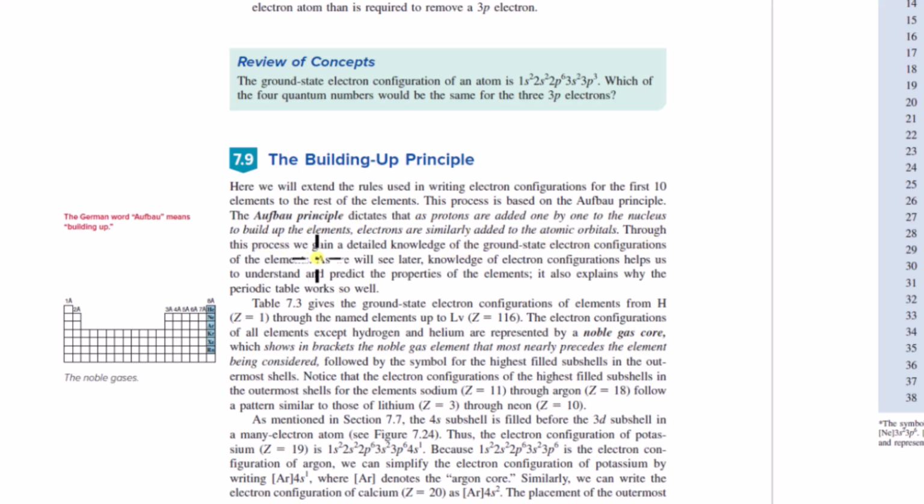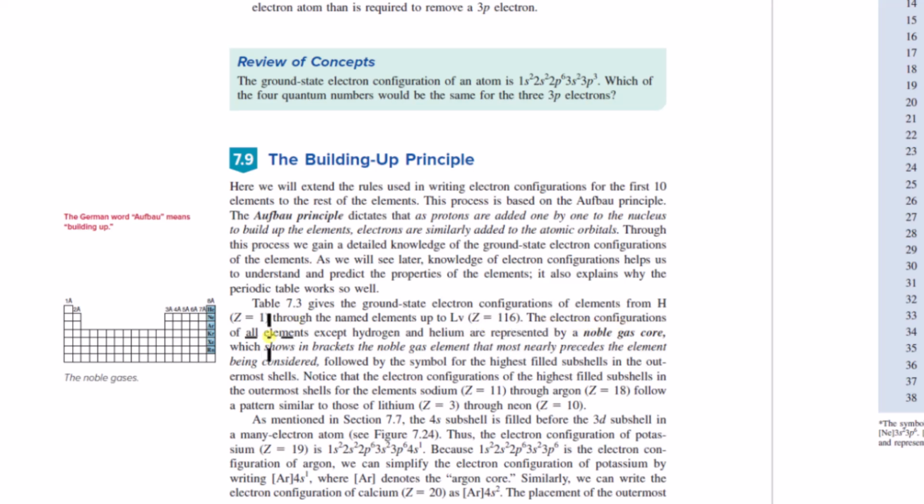Through this process, we gain a detailed knowledge of the ground state electron configurations of the elements. As we will see later, knowledge of electron configurations helps us to understand and predict the properties of the elements. It also explains why the periodic table works so well. Table 7.3 gives the ground state electron configurations of elements from hydrogen, Z equals 1, through the named elements up to LV, livermorium.